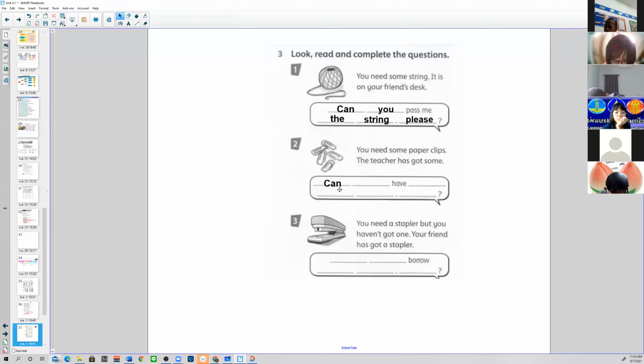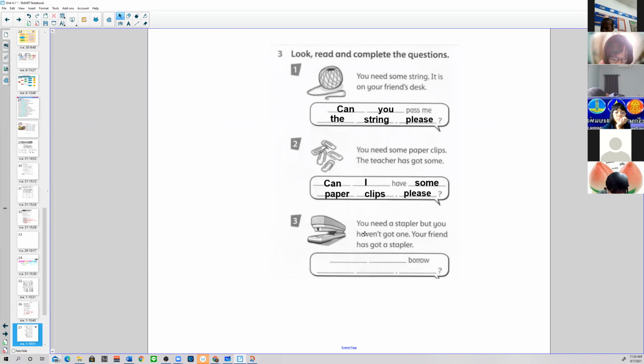Can I have some paper clips, please? What do you say? Can you, or I, because you want it, right? This one is asking for some again. Even though it's a question, it's not really a question, it's asking for a favor.